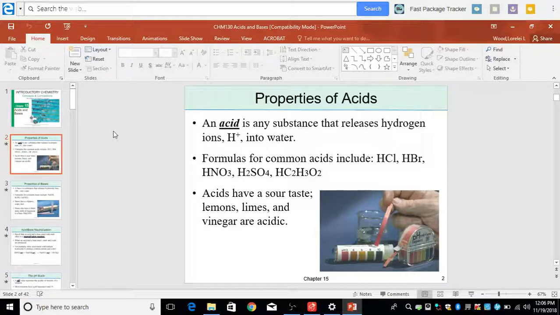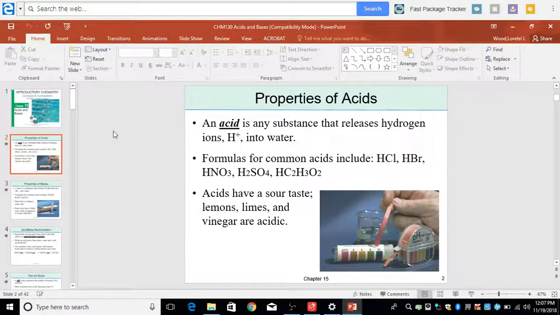Lactic acid in milk sometimes gives it a little bit of sour taste, and that's what makes the milk go sour. Ascorbic acid is vitamin C. I love the taste of vitamin C tablets. It's kind of sour and tangy, you know, those kinds of things. And lemons and limes are also acidic.